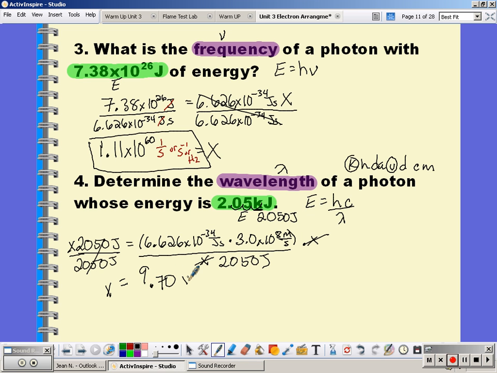Now let's look at our units. We have joules divided by joules, so that cancels. Seconds times meters over seconds, so my seconds cancel, leaving me with meters. And again, meters is a unit for length, and we were looking for wavelength, so that would make sense.